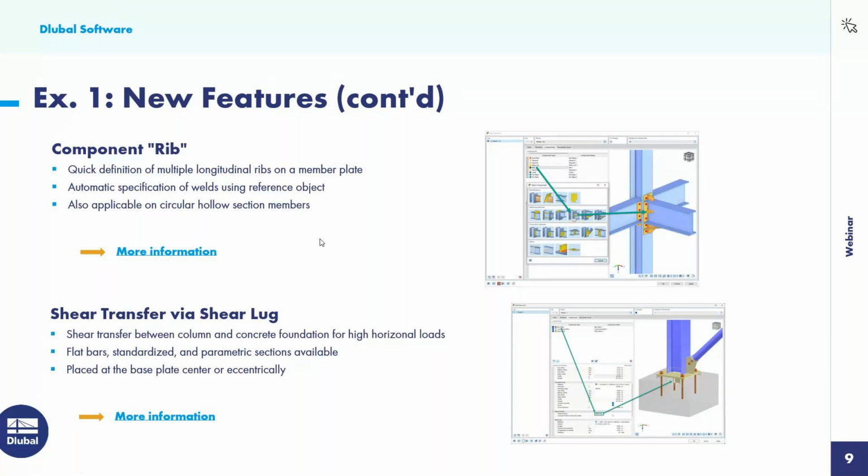We can also transfer shear forces in our base plate design with a new shear lug. So if we don't necessarily want the anchors to take on all of that shear, we can define here a shear lug, which might be quite common for that shear transfer between the column and the concrete foundation for high horizontal or lateral loads. As far as the shear lug itself, we can define here a flat bar or standardized or parametric type section available in the RFEM library. The shear lug can be placed at the center of the base plate or at an eccentricity.